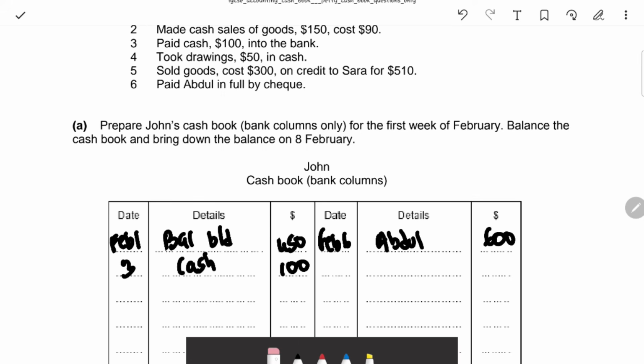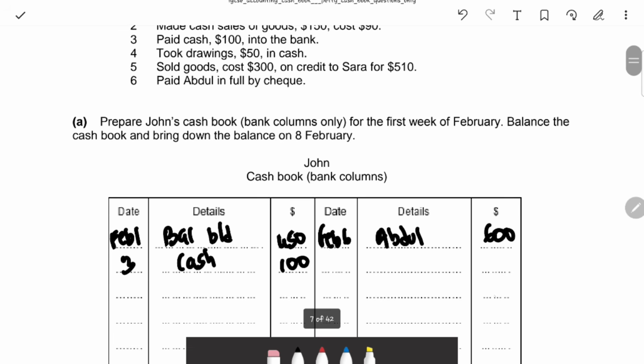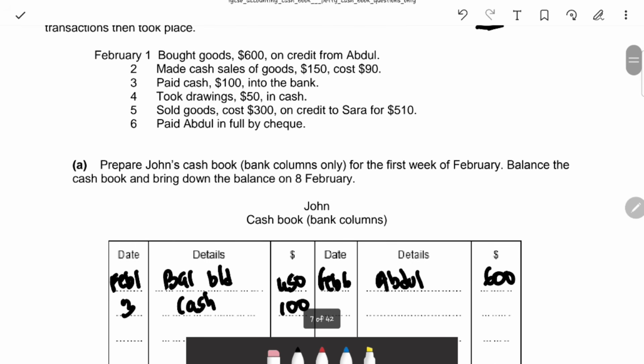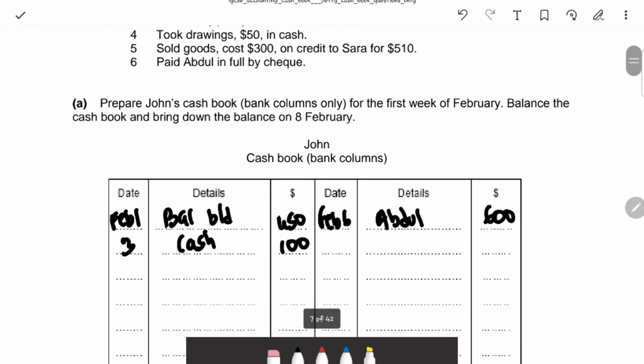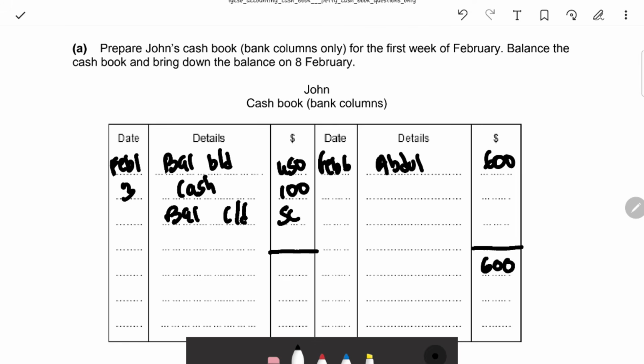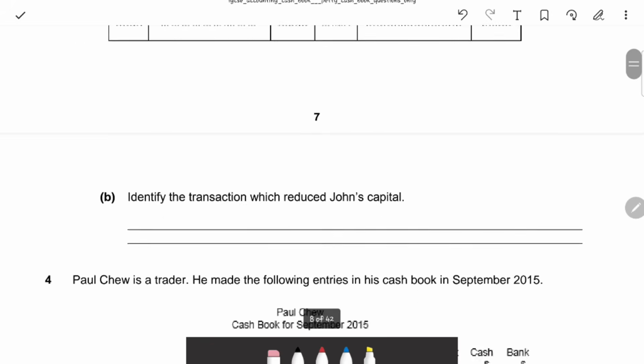So now you just balance, I think. Yeah, that should be it. Paid Abdul in full by check, which we have already recorded. So we have recorded that and we're done. So this would be 600. This would be a balance carry down of 50. That should be 600. Then you double line, balance brought down $50. So there you go, guys.